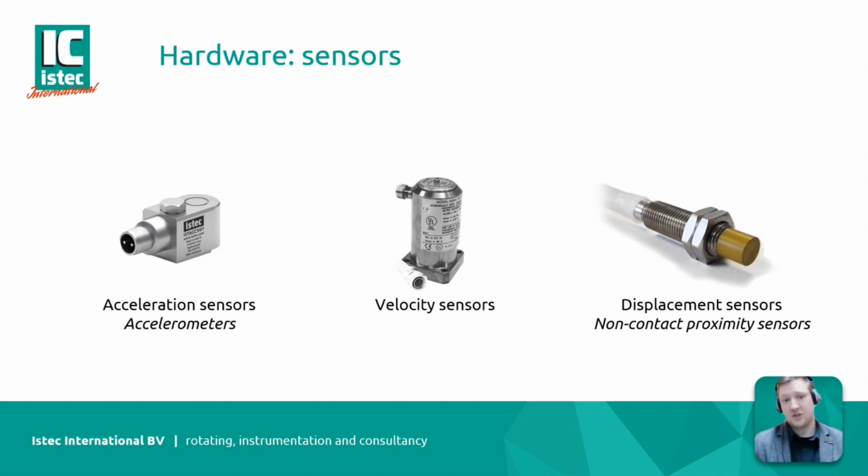Accelerometers and velocity sensors, we also call casing mounted sensors. They measure the casing vibrations, whereas the displacement sensor really measures the shaft displacement. So these are used on sleeve bearing applications, whereas accelerometers and velocity sensors are used on rolling element bearing applications and gearboxes. Also, in addition to the displacement sensor, one can mount a sensor on a sleeve bearing pedestal to measure the absolute vibrations of the shaft.